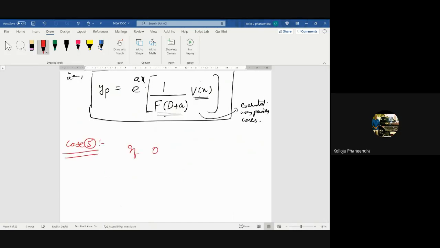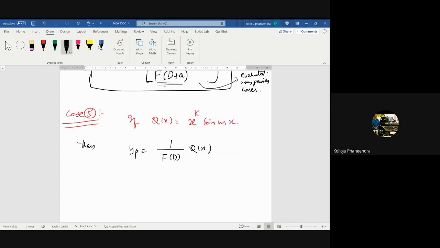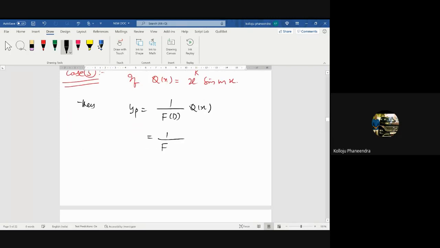Case 5. If q of x is equal to x to the power of k into sin mx. How to solve this? This is somewhat complicated one. It depends on case 4. Then yp equals 1 by f of D into q of x, which equals 1 by f of D into x to the power of k into sin mx.